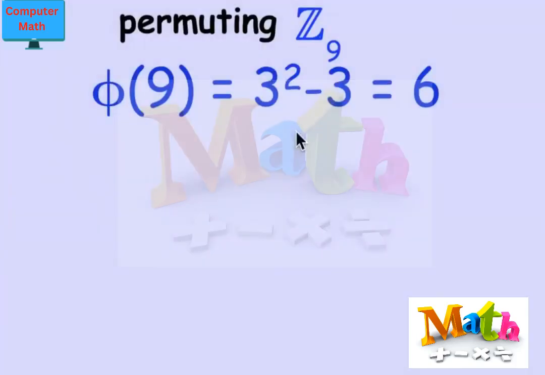Let's look at an example. So let's look at Z9. And we know that phi of 9 by the previous formula is 3 squared minus 3, or 6. There are going to be 6 elements from 0 to n that are relatively prime to 9 and that comprise Zn star. So let's look at what they are.